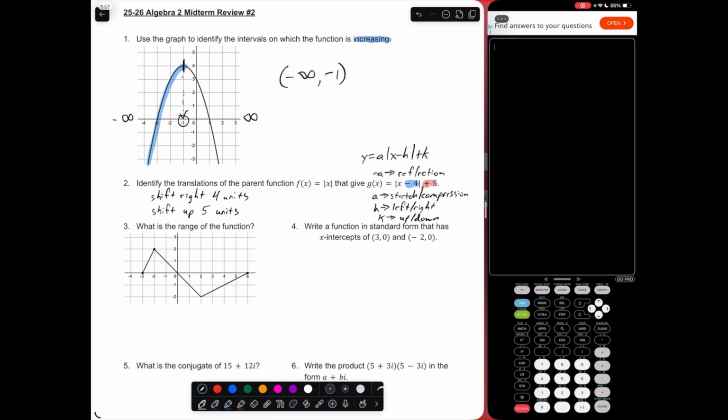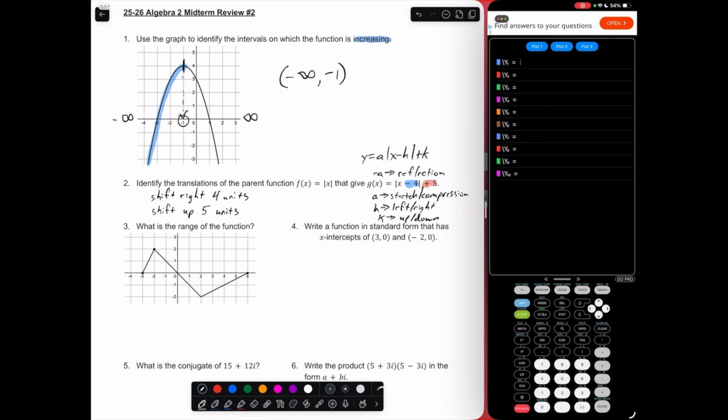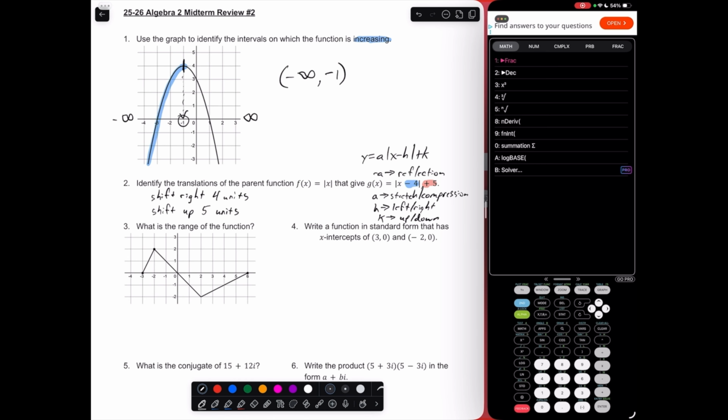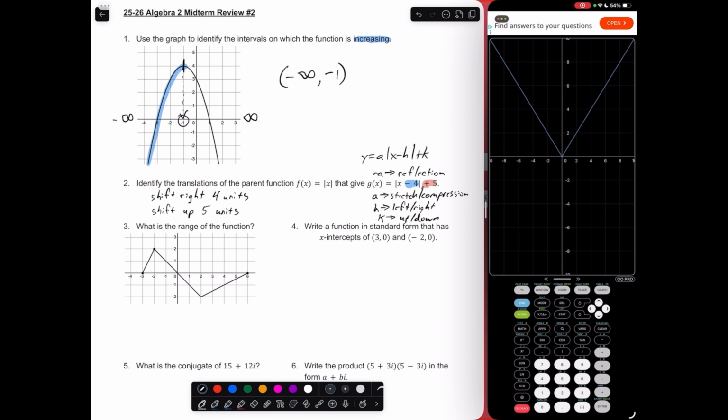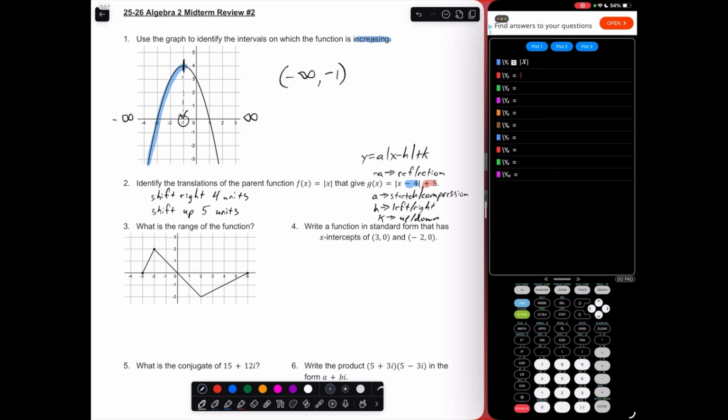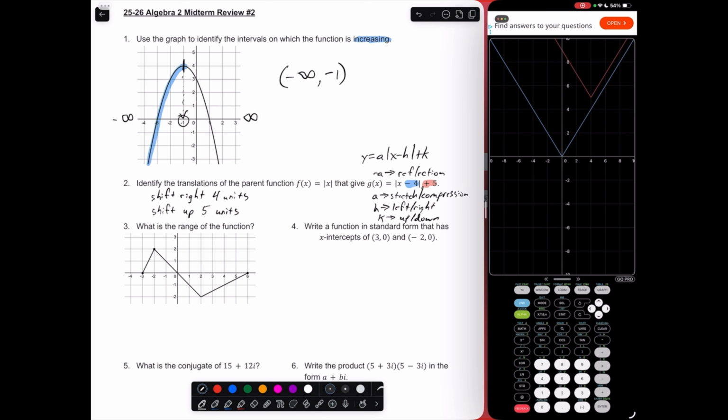Now, if I were to use the calculator and graph this, just quite simply, the absolute value of x looks like this, that blue one. And then if I'm making those changes, so if we put in the absolute value of x minus 4 plus 5, and we graph that, we see that our graph goes to the right and it goes up. So the vertex has been moved. That's good. So 1 and 2 are done.